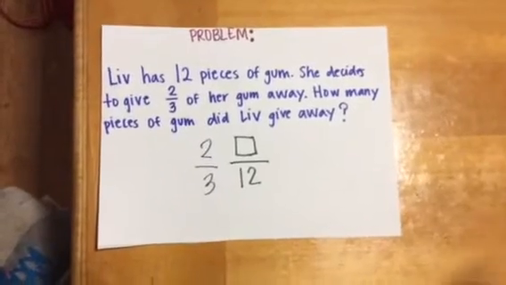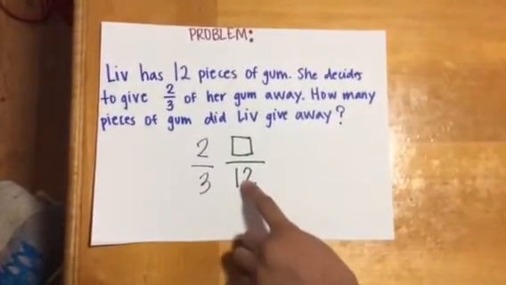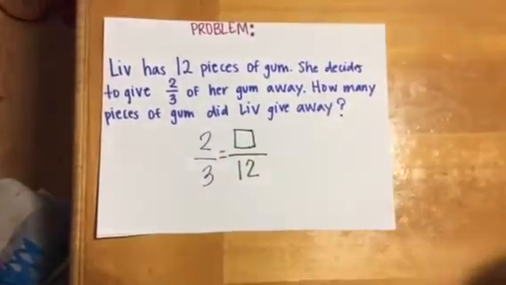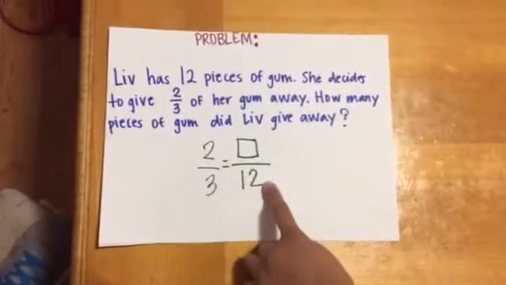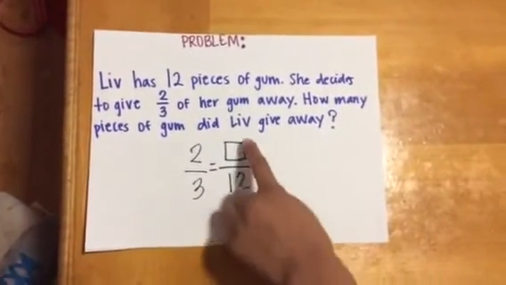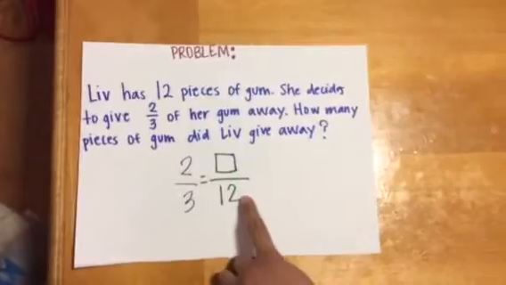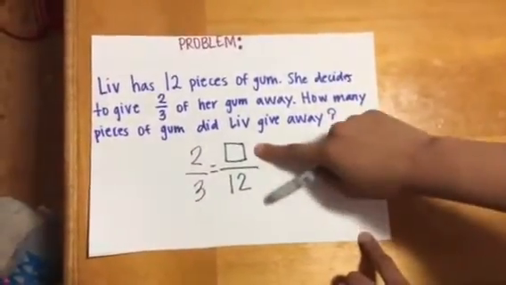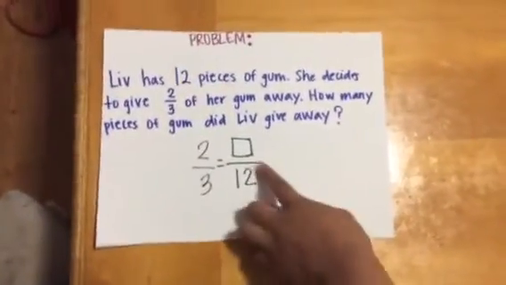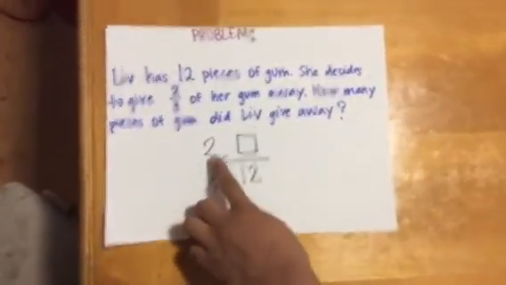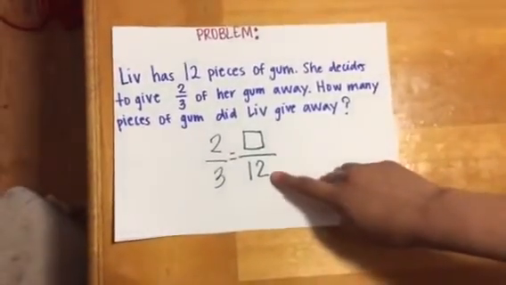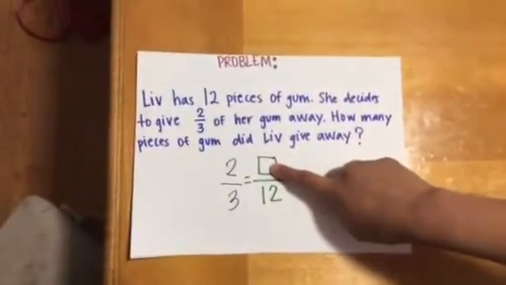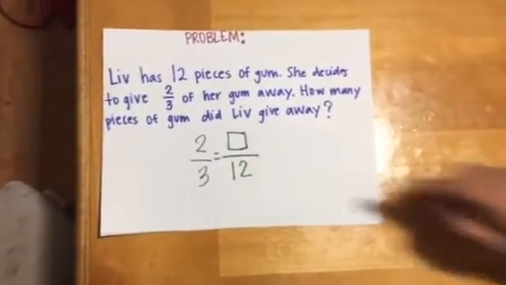Now, 2/3 is equal to blank over 12. We're looking to find the equivalence of 2/3 and whatever fraction we have on this side. Meaning 2/3 is going to be equal to this fraction here. Now we know this because this is the number that she's giving away. So we know that 2/3 of 12 is going to be given away. So what we find out here is going to be the number of pieces of gum that Liv gives away.